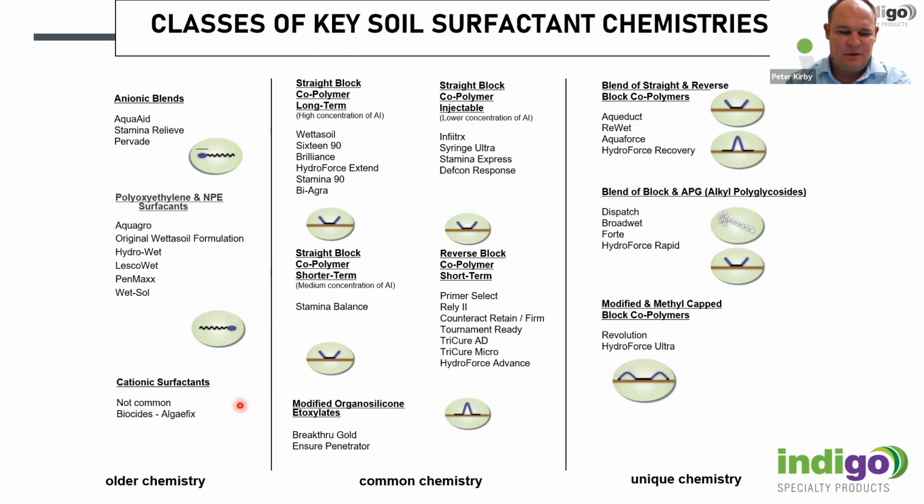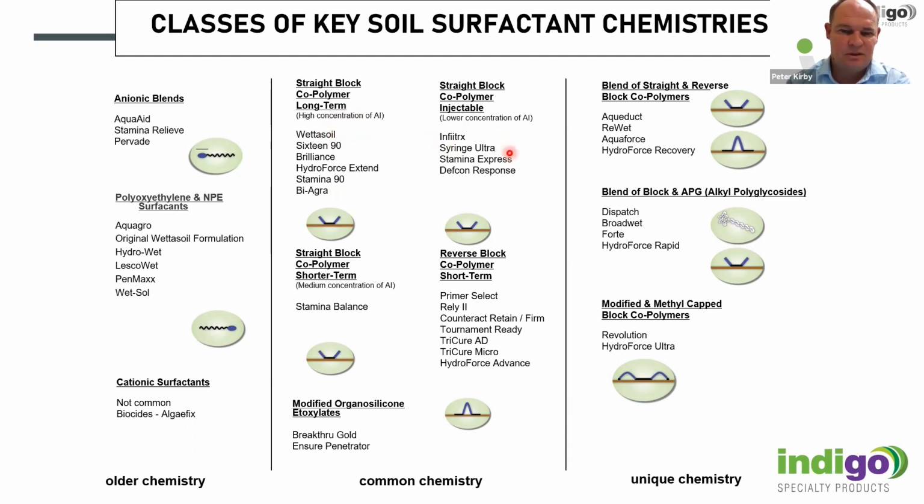And then we go to this big group of common chemistry, which is block copolymer technology. So we have the straight block copolymers, which are very long term. That's the current wetter soil formulation, the Stem and the 90 type products, the products that have quite residual performance in the soil environment. A high concentration of active ingredient gives you that residuality.